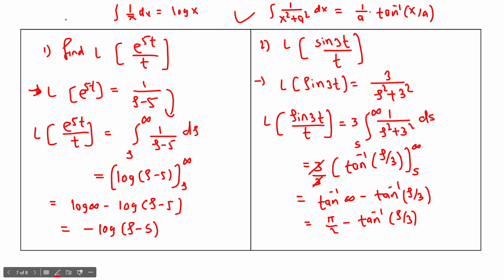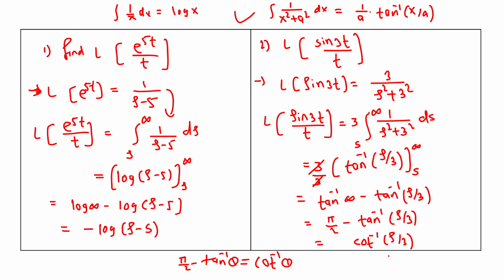And there is one more formula, just remember this formula, that is pi by 2 minus tan inverse theta is equal to cot inverse theta. Remember this formula, pi by 2 minus tan inverse theta is equal to cot inverse theta. So I can apply this formula here. So pi by 2 minus tan inverse s by 3 will get cot inverse s by 3. This will be your final answer.